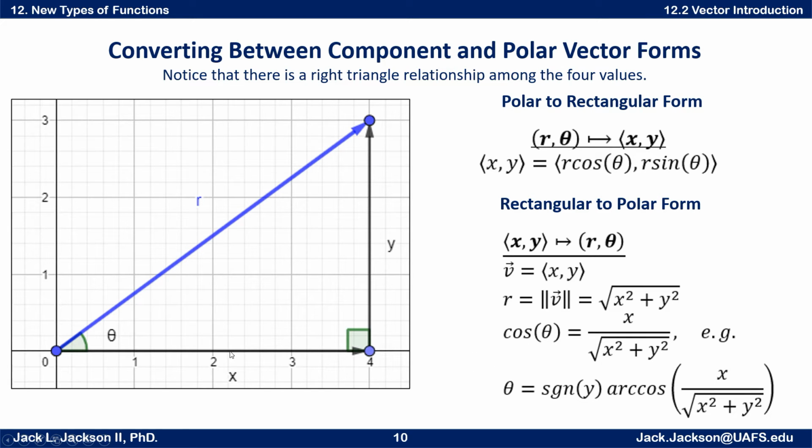The cosine of the angle is going to be x over r. Of course, r is the square root of x squared plus y squared. So there are actually infinitely many solutions to that, and all of them are legitimate values of theta.